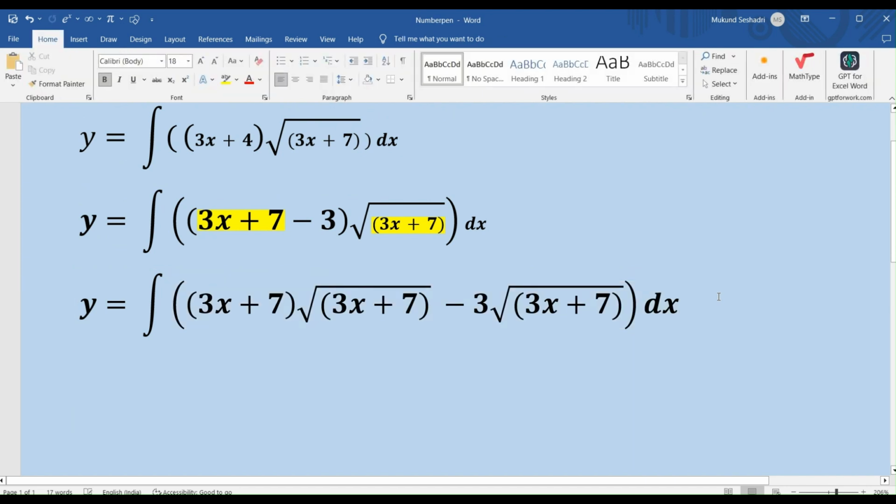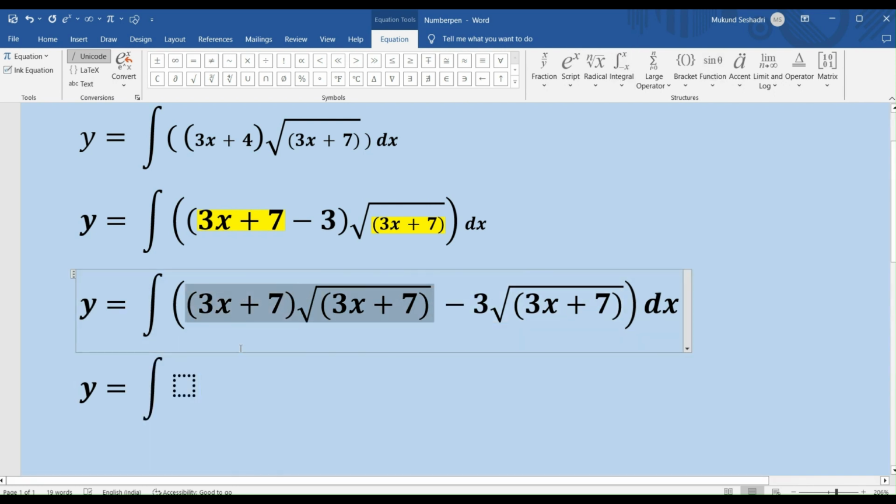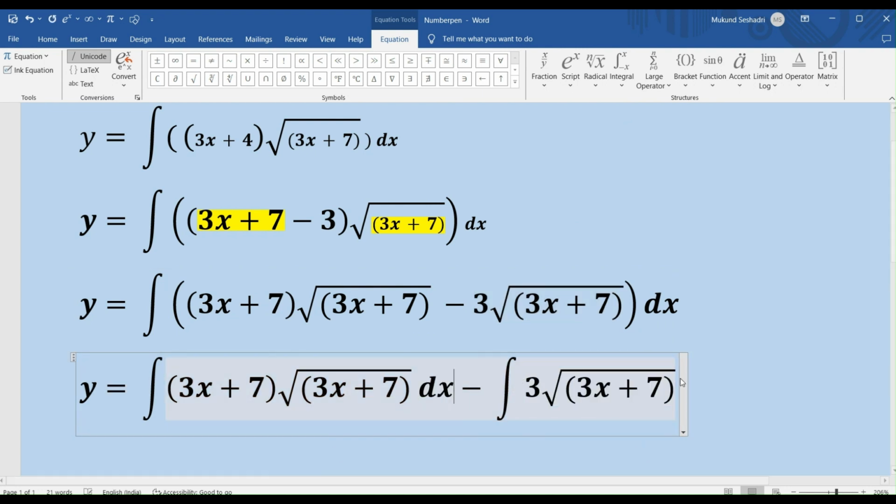My integral of 3x plus 7 times square root of 3x plus 7 minus 3 times square root of 3x plus 7 dx is nothing but the integral of 3x plus 7 times square root of 3x plus 7 minus the integral of 3 times square root of 3x plus 7, right? Times dx, right?